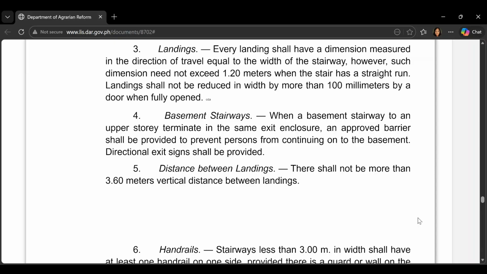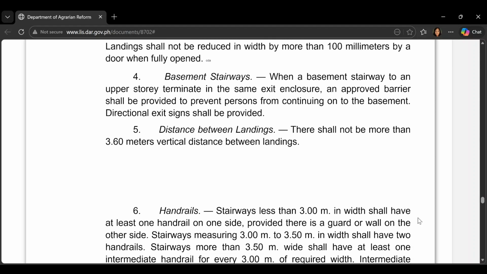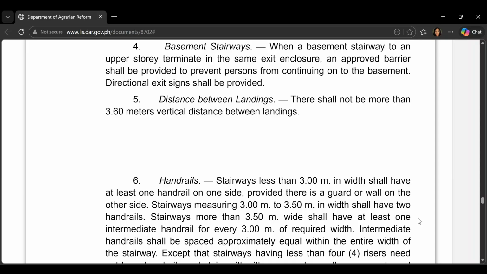4. Basement stairways. When a basement stairway to an upper story terminates in the same exit enclosure, an approved barrier shall be provided to prevent persons from continuing on to the basement. Directional exit signs shall be provided. 5. Distance between landings. There shall not be more than 3.6 meters vertical distance between landings.